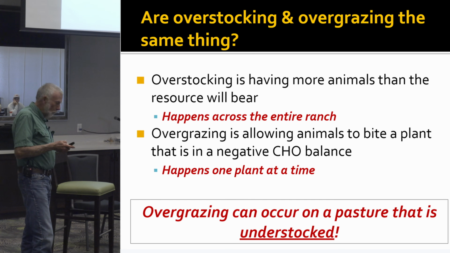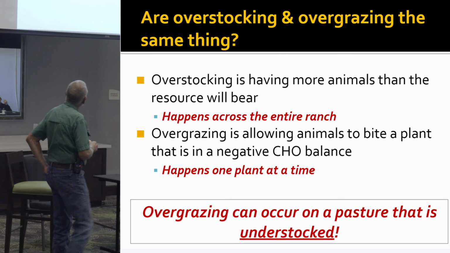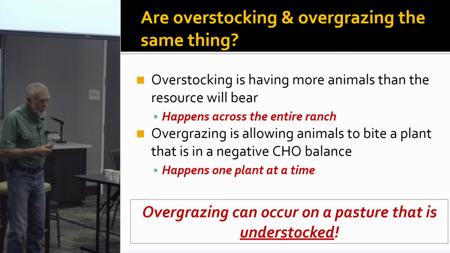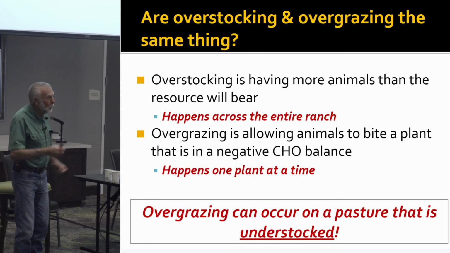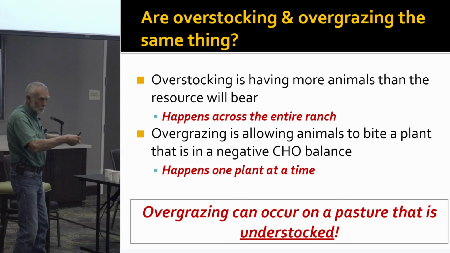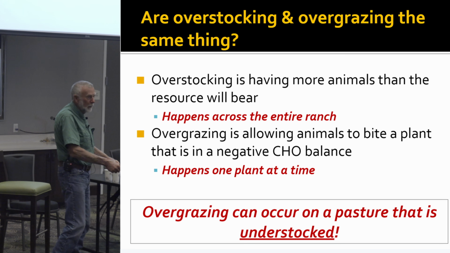All right. Overgrazing, on the other hand, happens one plant at a time. And overgrazing very commonly occurs on understocked farms because of the selective grazing that animals are allowed to do in that case. But overgrazing is biting a plant that's in a negative carbohydrate balance. Negative carbohydrate balance simply means there's more energy being drawn from storage organs moving upward in the plant to support new growth. That's a negative carbohydrate balance. I know it sounds funny to say that energy moving up in the plant is a negative carbohydrate balance.